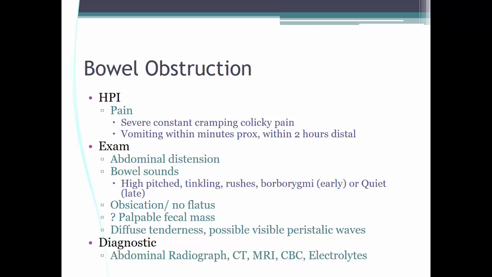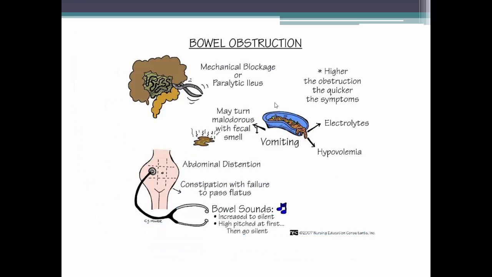Patients tend to have anemia and electrolyte imbalances such as hypokalemia. The treatment basically is nasogastric suction, IV fluids, and IV antibiotics. If there is complete obstruction, of course, you should do early laparotomy with resection or not. So there's mechanical blockage or paralytic ileus.